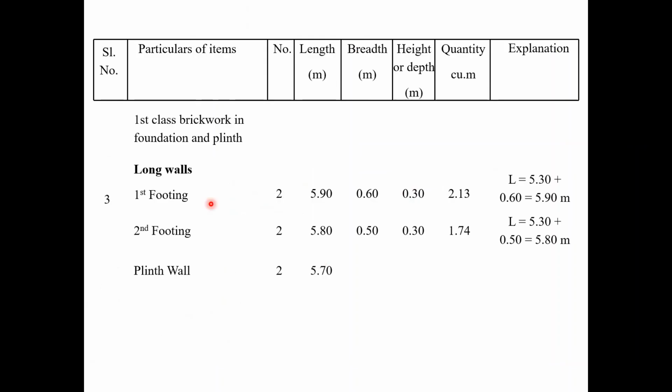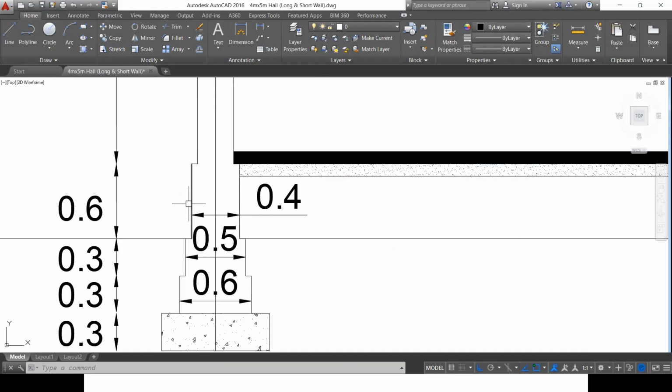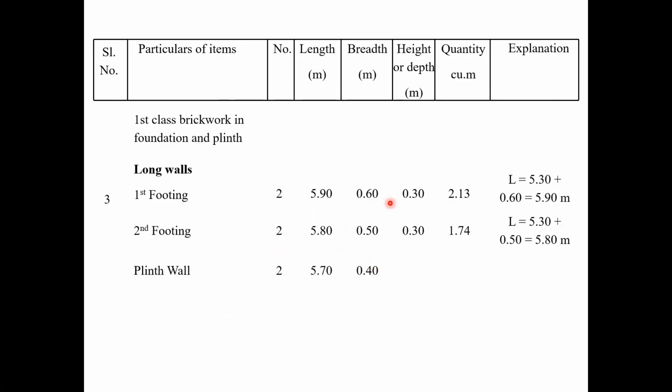Here you can observe 0.4 meter as the width, and depth or height of plinth is 0.6 meter. 0.6 meter is the height or depth, and total quantity is the product of these things, which is equal to 2.74 meter. We can show in the explanation how we arrived at the length value of 5.7.